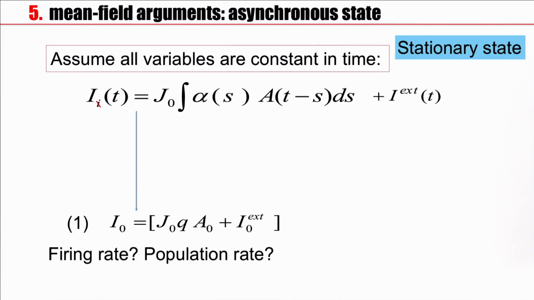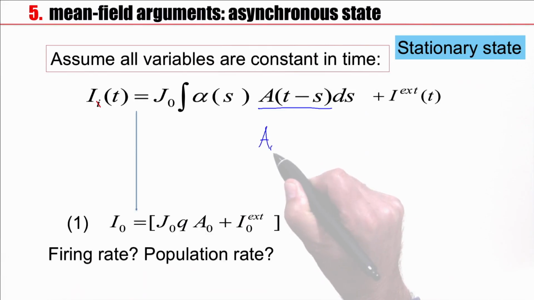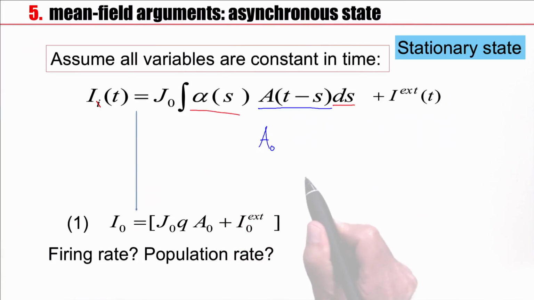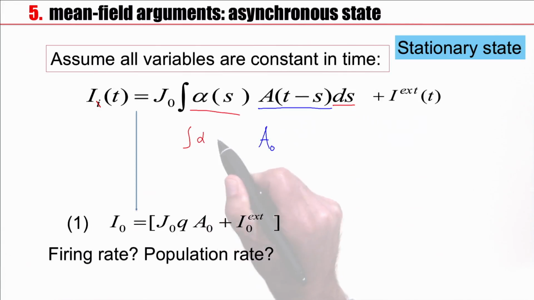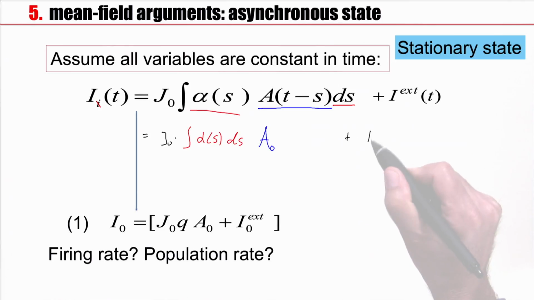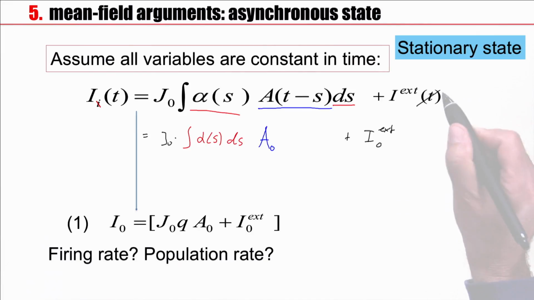So, our assumption now is that we work with a stationary state. This implies that this activity is not time dependent, but is constant. It's constant at its value A0. As a result, I can collect this integration, alpha of s ds. A0 no longer depends on time. There's no s anymore. So I can write this alpha of s ds. And I still have the factor in front, and I still have a potential external input, which I assume to also be constant, no time dependence.